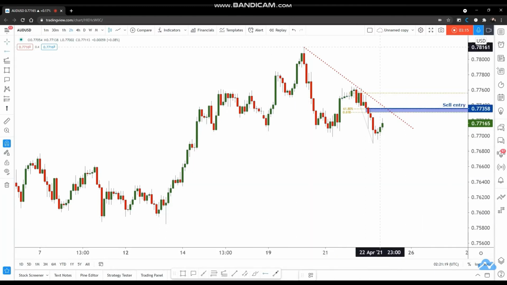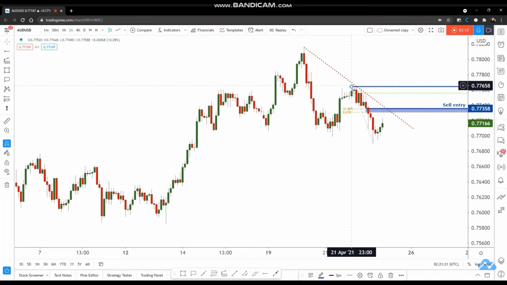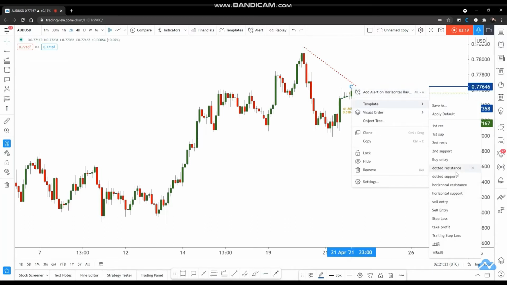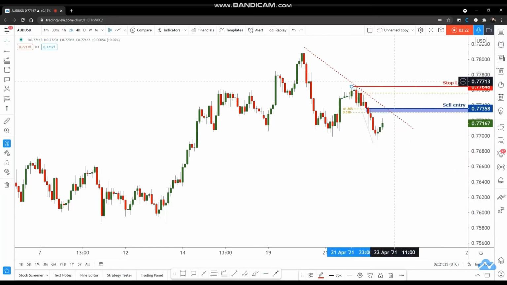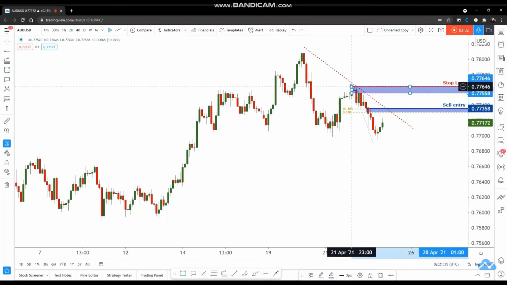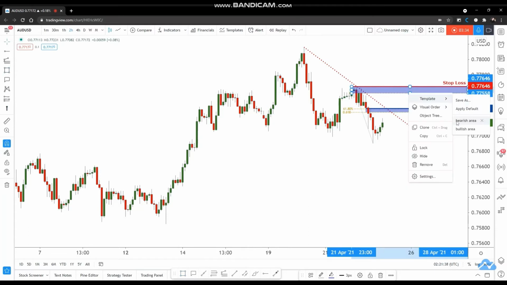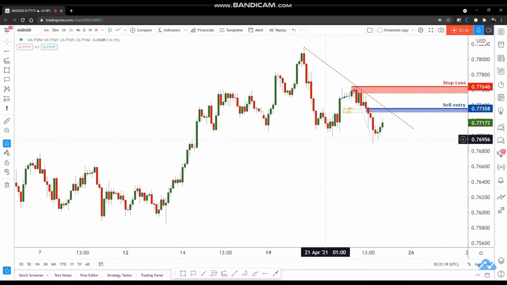And then next, my stop loss, I will put it above the previous swing high so that if price was to reach this level and come back to my sell entry, I can exit this trade before it hits my stop loss. And if it does hit my stop loss, then my trade is invalidated. So only risk what you're willing to lose. Okay, so this is my stop loss.